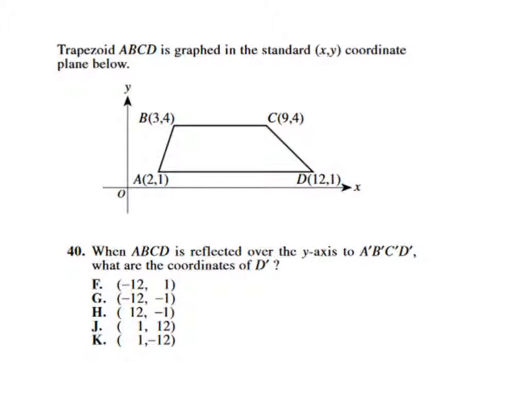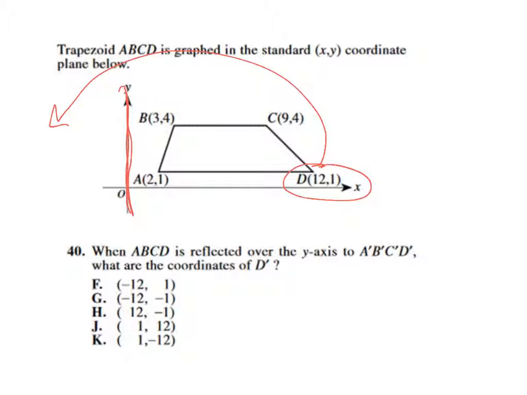Number 40, shape ABCD is reflected over the y-axis. So here's the y-axis. This shape is reflected over the y-axis to A prime, B prime, C prime, D prime. What are the coordinates of D prime? So here is my D originally, and now I'm going to take this and reflect it over the y-axis.